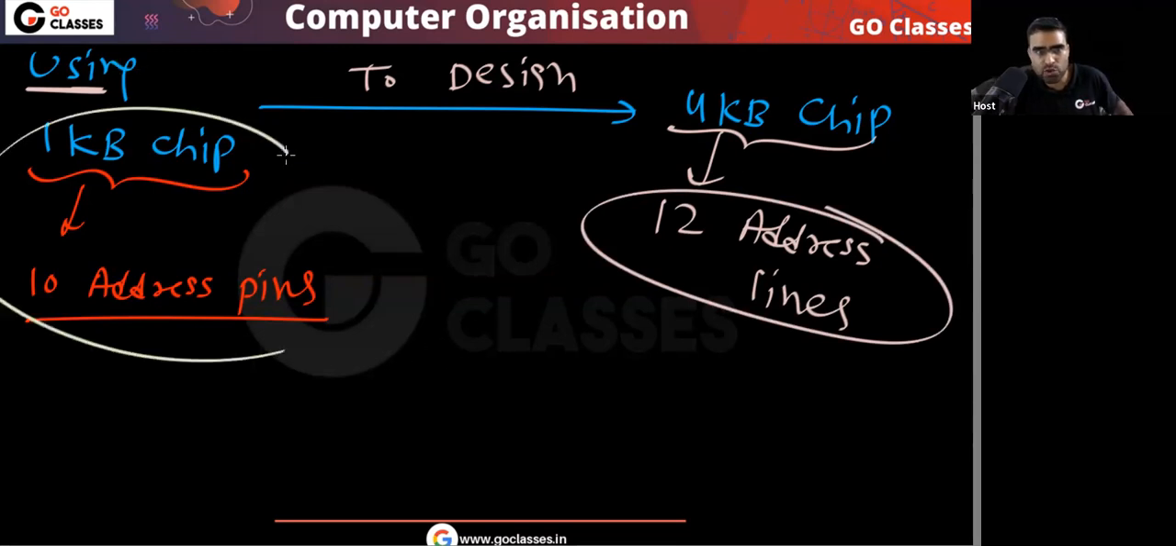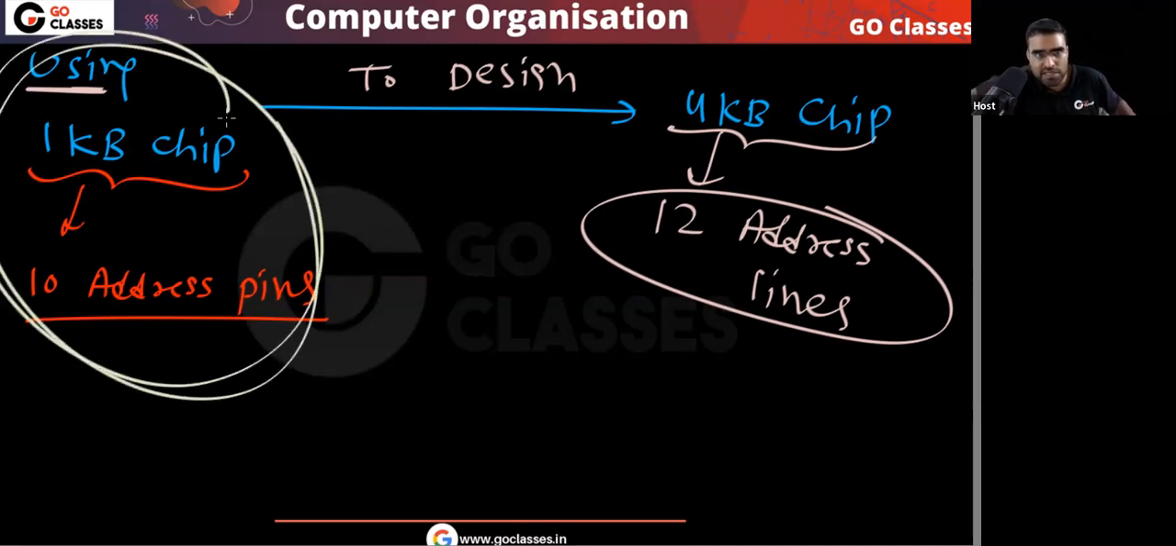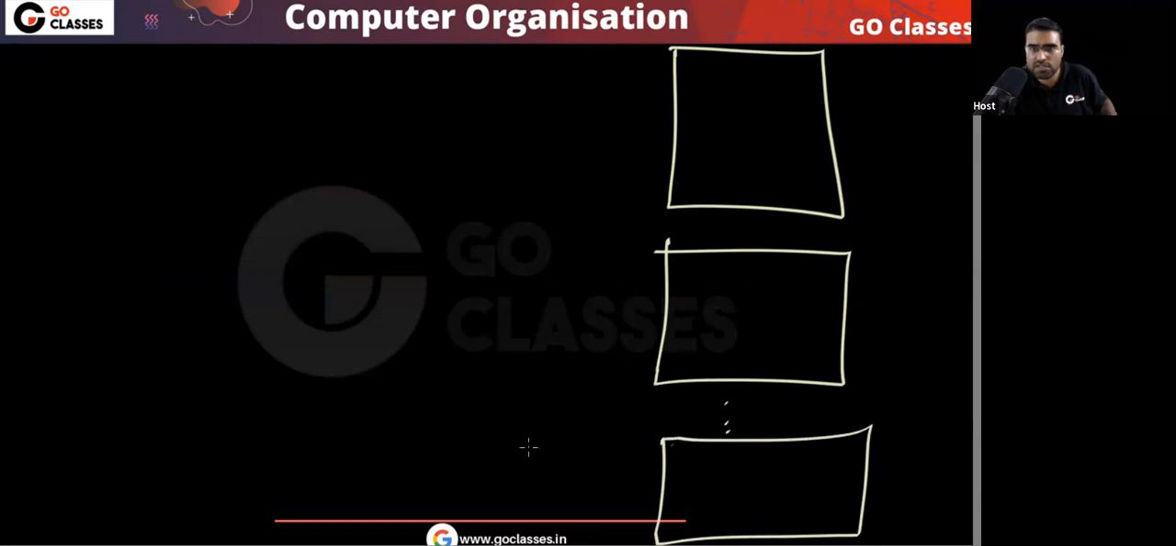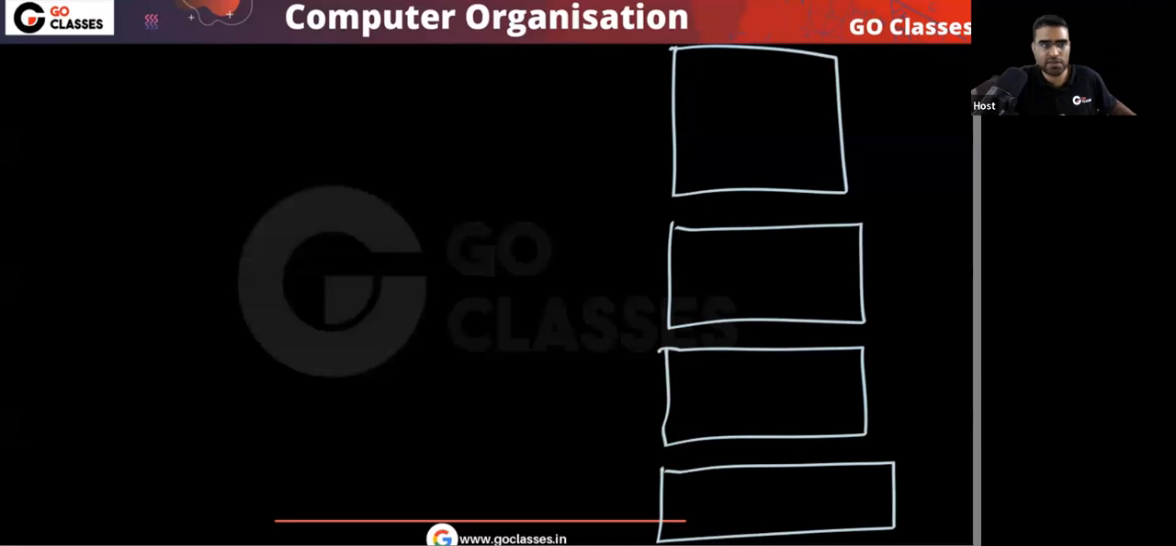Using these chips you want to implement the memory, and these chips have only 10 address pins. You already know that you need a total of 4 chips. This is the 4th chip. So these are the 4 chips you need. Or maybe I can make a small diagram like this. Very simple, these are the 4 chips you have.